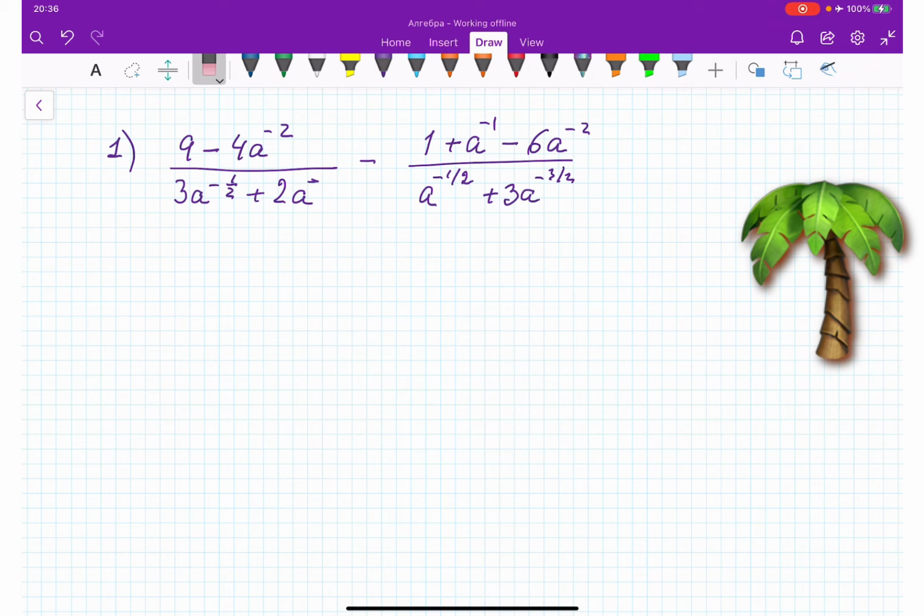Okay, let me write down this format, it works better. Okay, and all this to the power 4.